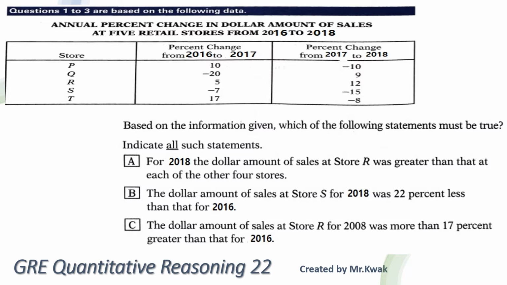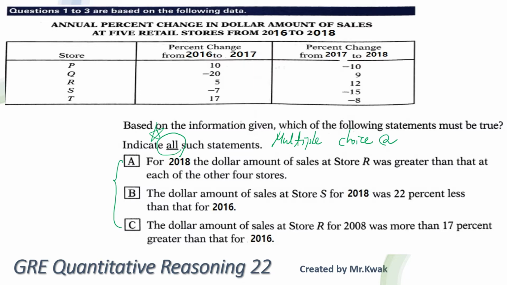Let's read the question together and underline important factors with color green. Based on the information given, which of the following statements must be true? Indicate all such statements. All. So even though it's data interpretation, it seems to be like a multiple choice question. So it could be tricky.